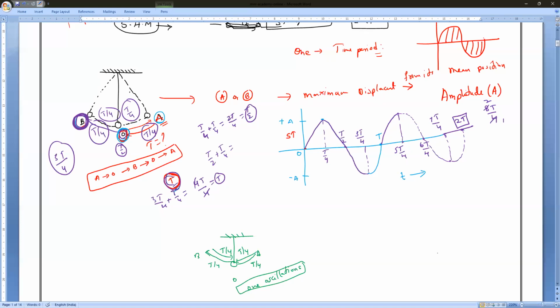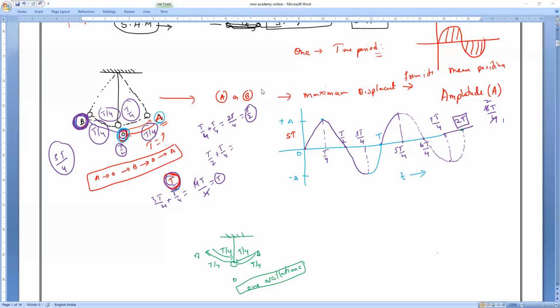2T. 2t. 2T. Understand now? Shivani, clear? Mari, any doubt? Please let me know. Agalya, late. That's what. So this is what simple harmonic motion.